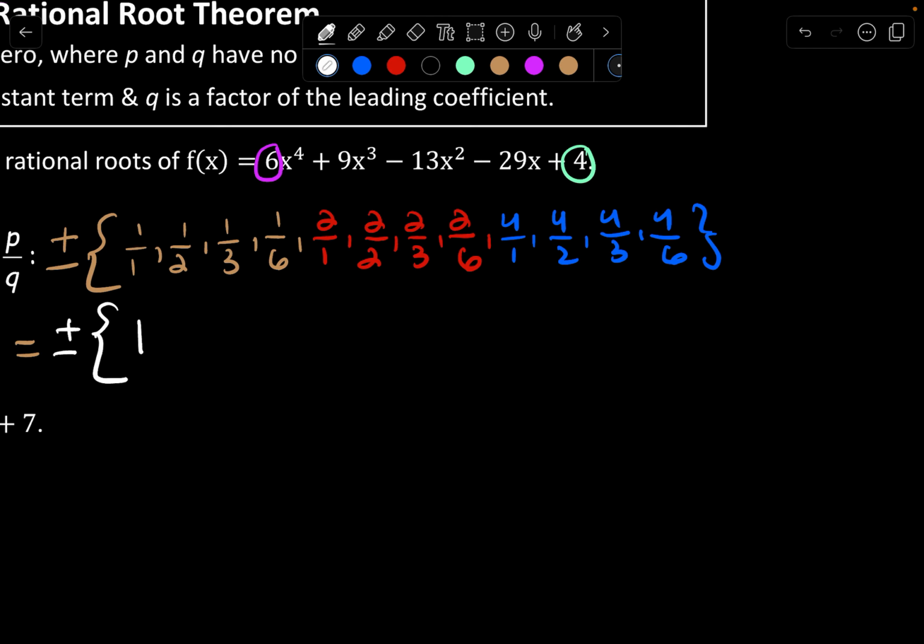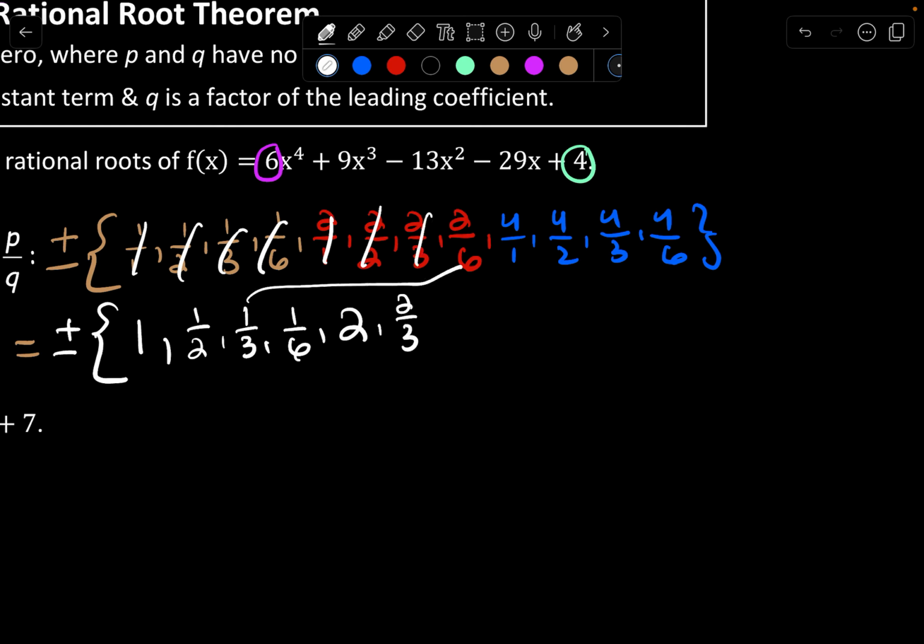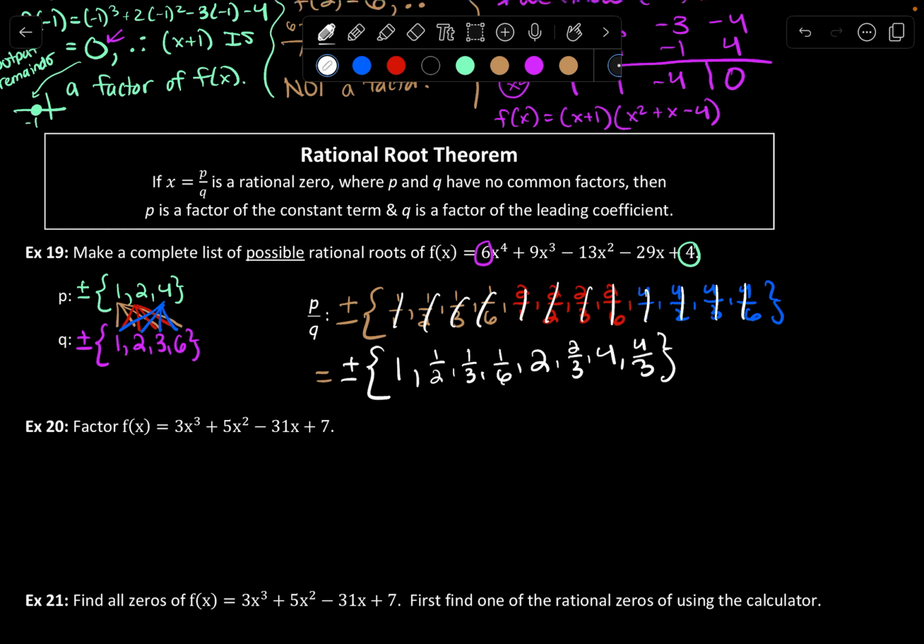So 1 divided by 1 is 1, and then we have our 1/2, and then 1/3, and 1/6. So none of those are repeating. And then we have 2. We don't have 2 yet. 2 over 2 is the same as 1, so we're not going to rewrite that. 2/3 is new. And then 2 over 6 is the same as 1/3, so we won't write that. We have 4. 4 over 2 is just 2. And then we have 4/3. And then 4 over 6 is just 2/3. Okay, so these would be our possible rational roots for f of x.